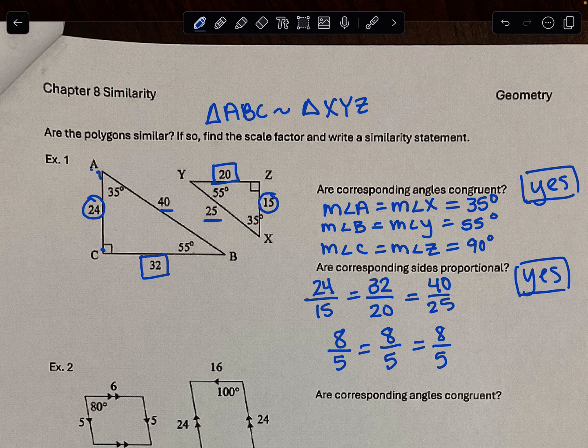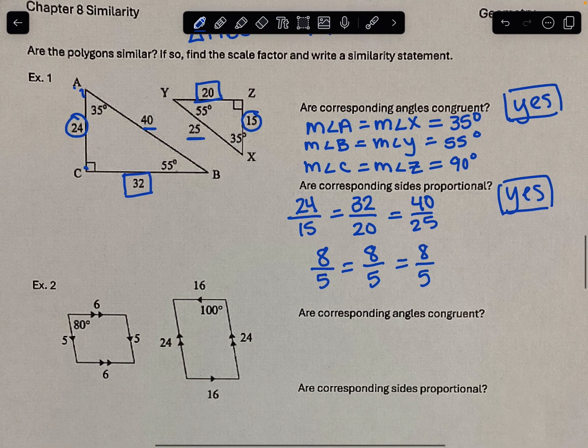So the two polygons are similar, right? As long as those things work for each other. Okay? All right.